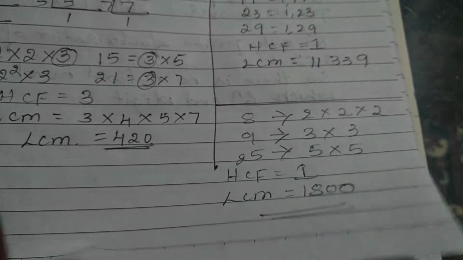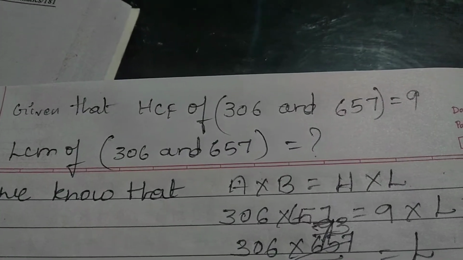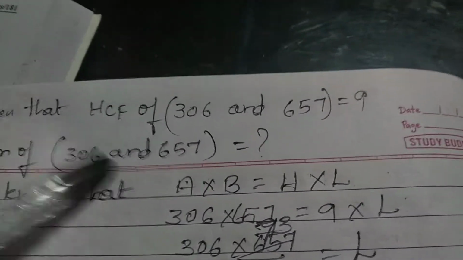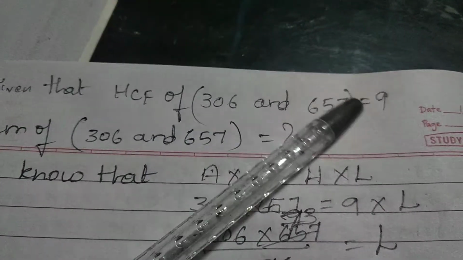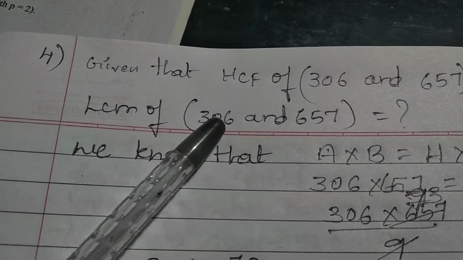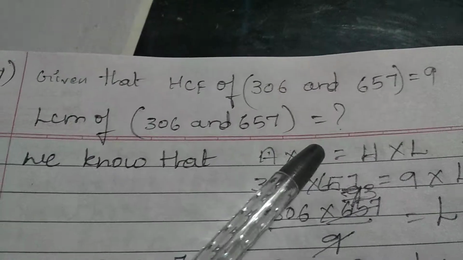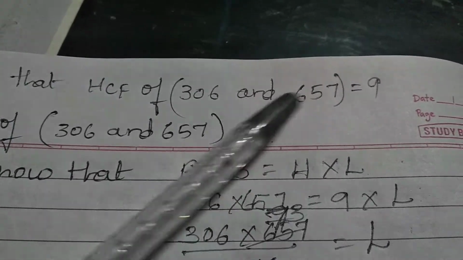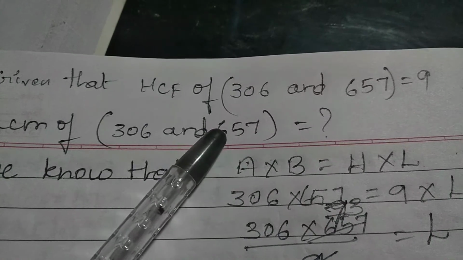Okay, we'll move to the next question, the fourth question. Given that the HCF of 306 and 657 is 9, what is the LCM of 306 and 657? You got it? The HCF of the two numbers is given, that is 9. So you need to find the LCM.